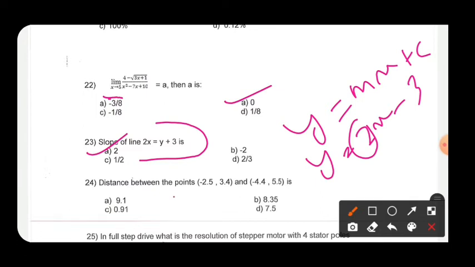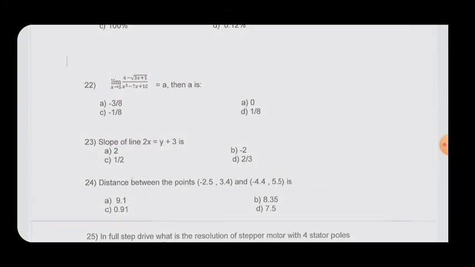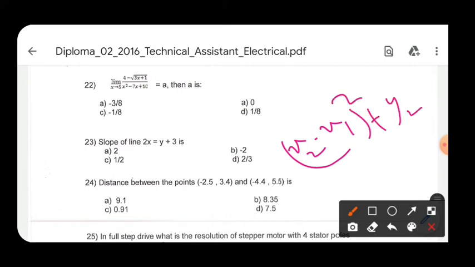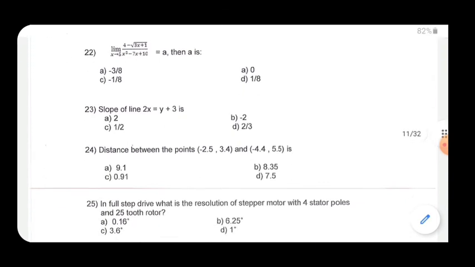So next, the distance between the points (-2.5, 3.4) and (-4.4, 5.5). Here just mark this as point P, and this is marked as point Q, okay. So this one is your x1, y1 value, and this is your x2, y2 value, okay. So simple, put in the distance formula: square root of (x2 minus x1) squared plus (y2 minus y1) squared, okay. So just put the formula and you will get the answer, okay. Just solve it, very easy question.